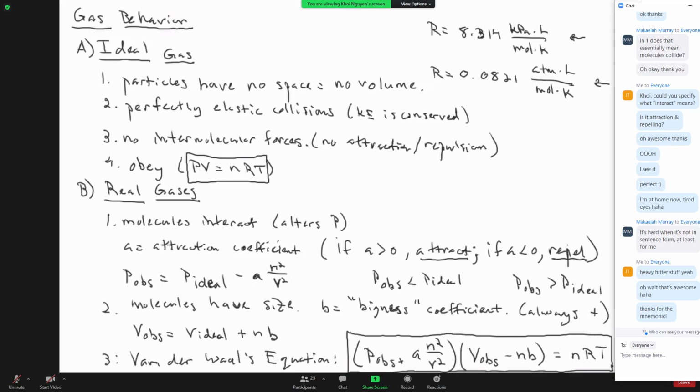Okay, so let's go over the gas laws. So Gay-Lussac's law takes into account the ideal gas law.